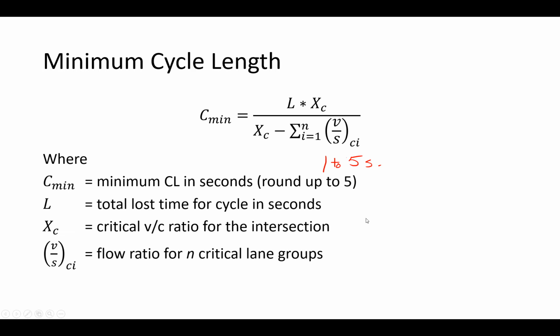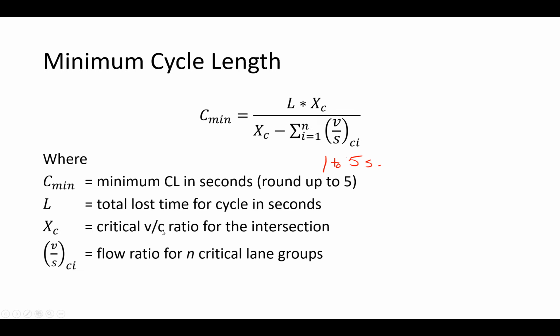L, you knew this from last time. What's our total lost time for this cycle in seconds? What's lost time? It's the first 2 seconds of green plus 1 second of the yellow plus all of the all red time. Your X sub C is your critical volume to capacity ratio for the entire intersection.